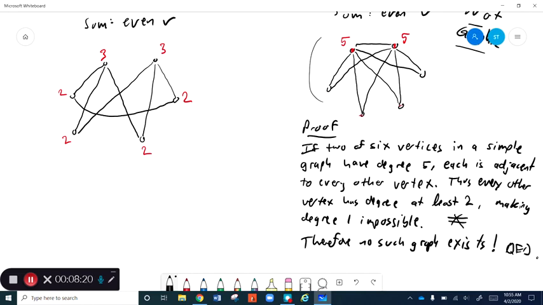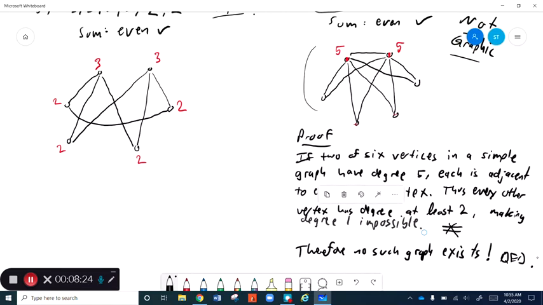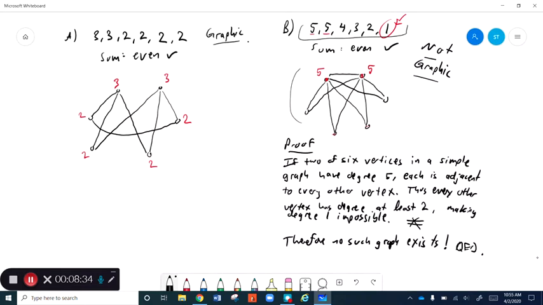All right. You have some problems like this on your assessment and also in the homework. And so I hope that these examples help you to see what types of arguments you can make and what kinds of things you can do to figure out whether or not certain degree sequences are graphic or not. All right.